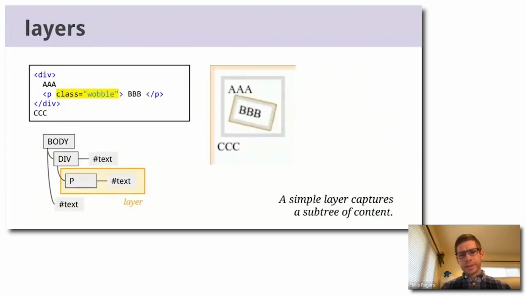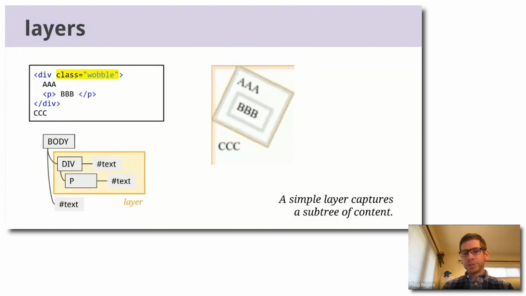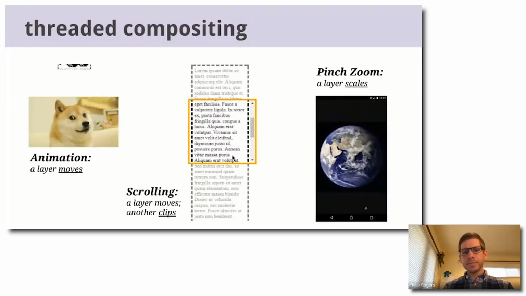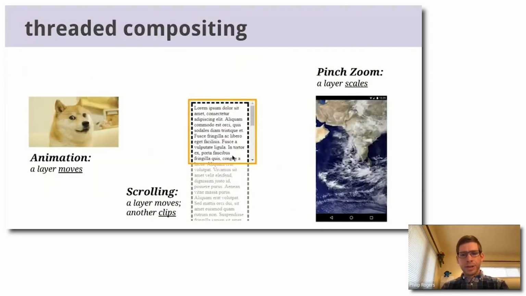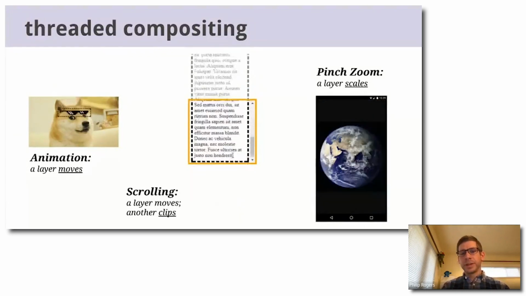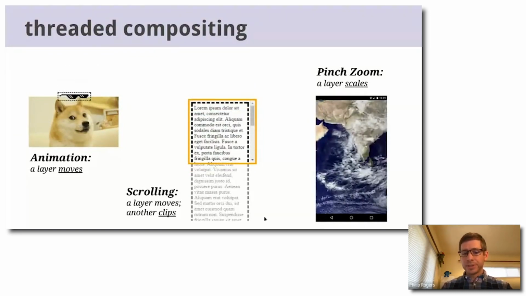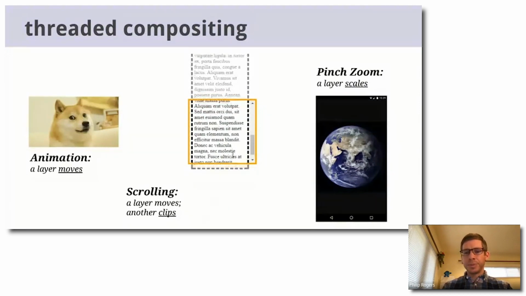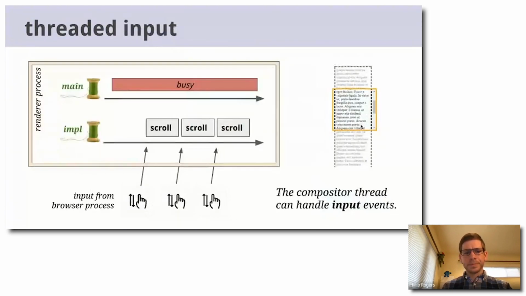So I want to talk a little bit more about these layers. Here's an example where this BBB text has been drawn into a single bitmap. And then we don't need to re-rasterize it as we move it around. We just take that transparency sheet and move it around instead. And this applies to subtrees. Here's an example showing a subtree that's moving around. Again, we've only rasterized this one time, and then we simply move it on the GPU. So there are many examples of fluid animation that can be expressed using this threaded compositing approach. One example is animations, another is scrolling, and another is pinch zoom.